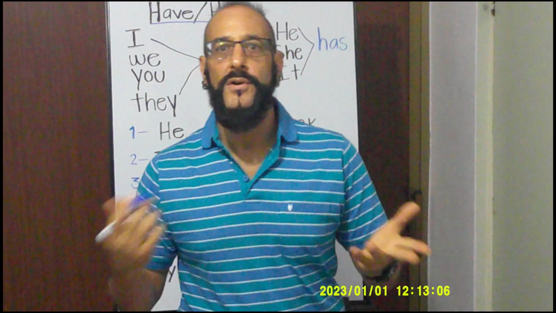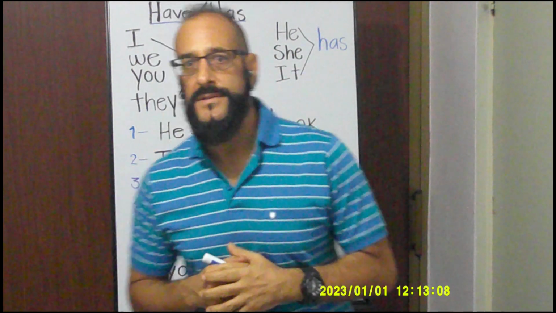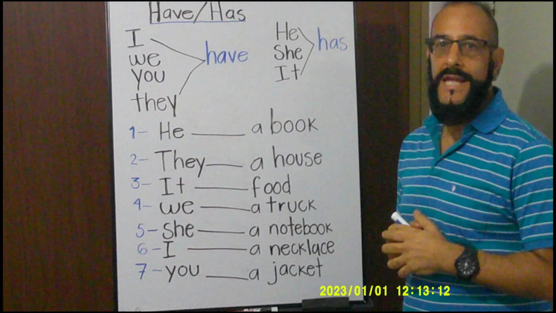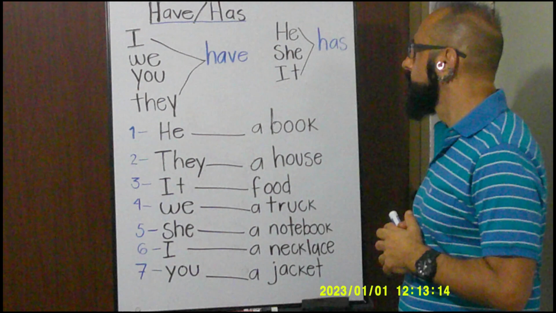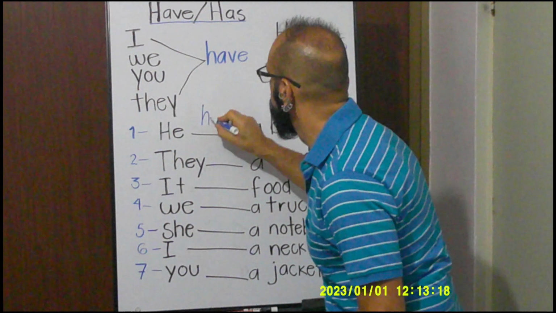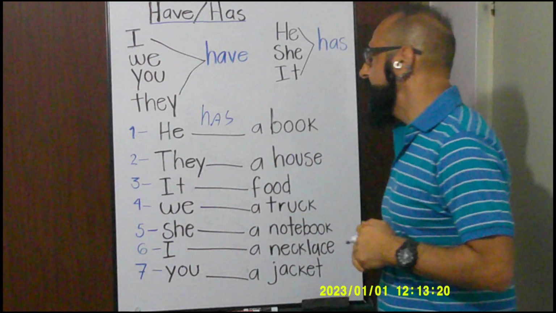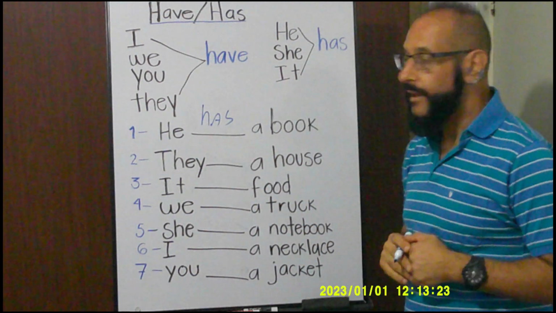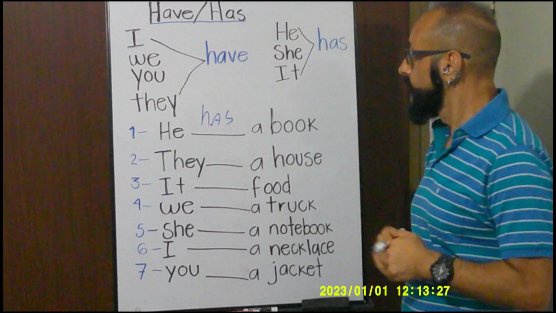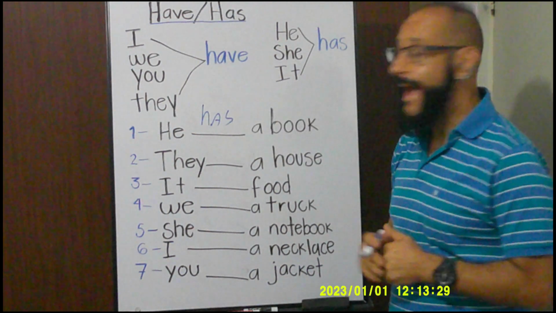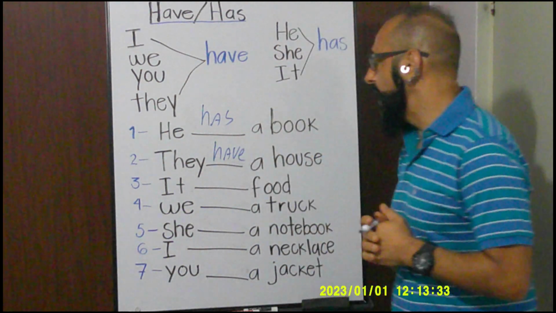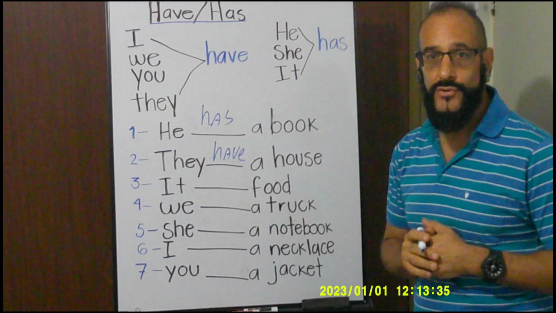Okay, welcome back. Let's go ahead and take a look at some of the sentences. Okay, so for number 1, he blank a book. Very good. Has. So he has a book. All right, for number 2, they blank a house. Very good. Have. So they have a house.